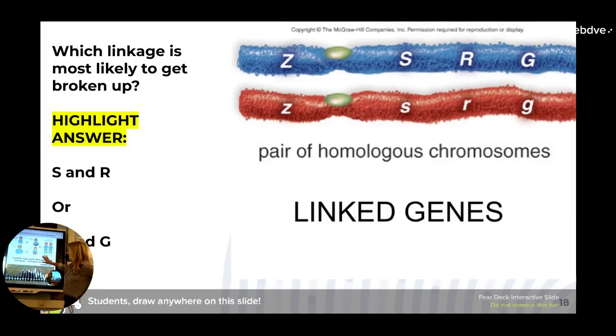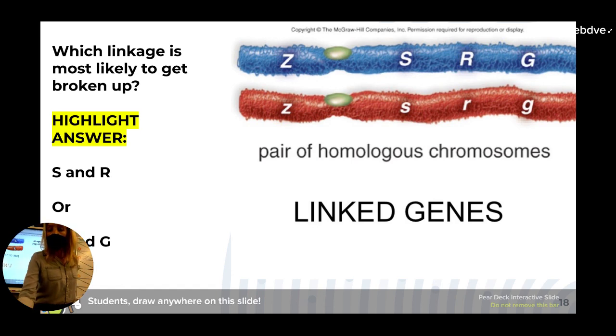Okay, next. I already talked to you about this. Linked genes. These are genes that are on the same chromosome, so they're going to travel together. What law do they fail to observe? Independent assortment. What's the only thing that can break up the linkage? Crossing over, which occurs in prophase 1.